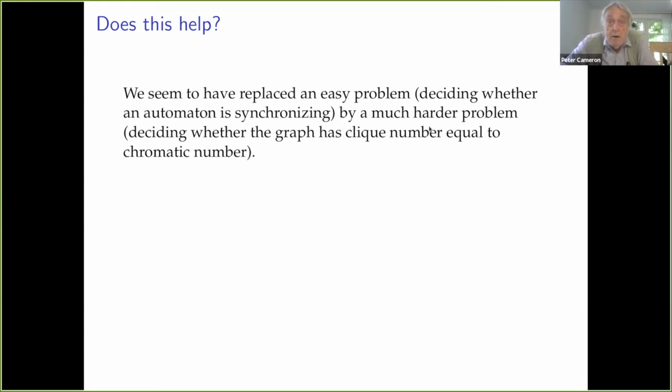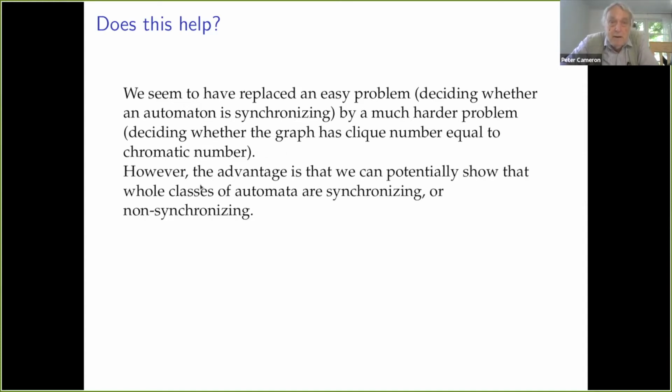We seem to have replaced this by a much harder problem, because we have to build a graph and check that its clique number is equal to its chromatic number, and both of those things are NP hard to compute. So this is not necessarily a step forward, but the point is that the easy problem only refers to a single automaton, whereas once we've got this theorem, we can say whole classes of automata are synchronizing or non-synchronizing, because we can build these graphs and show that the automata we've built are endomorphisms of them. So it is of some value.